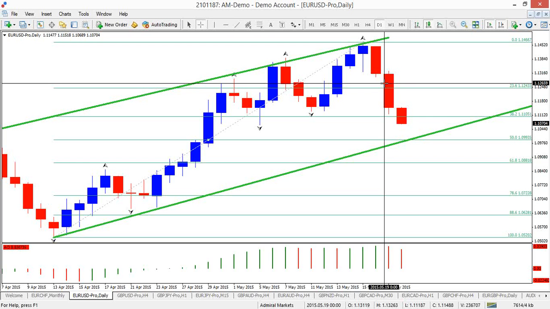110 is a round number. It's a psychological number. It's a 50 fib. It's the bottom of a trend line or trend channel, plus we have FOMC. So typically you're going to see probably some profit taking at 110 before the news event hits, to exit that trade, whoever is short, right, to get some profit.